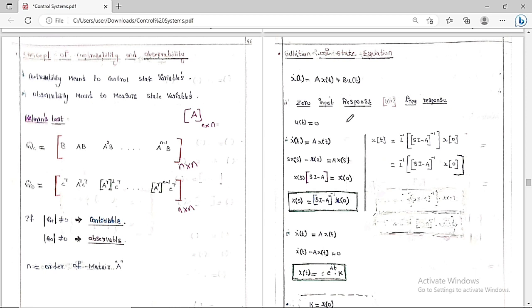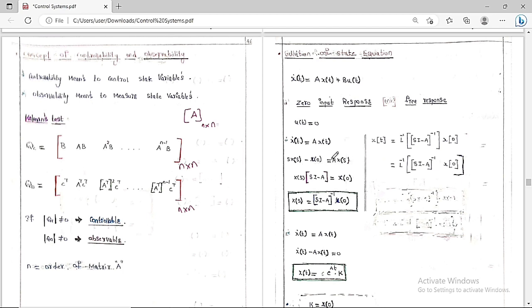So the input u of t I am going to make 0, and then I will see what output I am going to get. If you apply u of t equal to 0, then you get x dot of t equal to A into x of t. If I apply the Laplace transform on both sides, then I get s into X of s minus x of 0 equal to A into X of s.